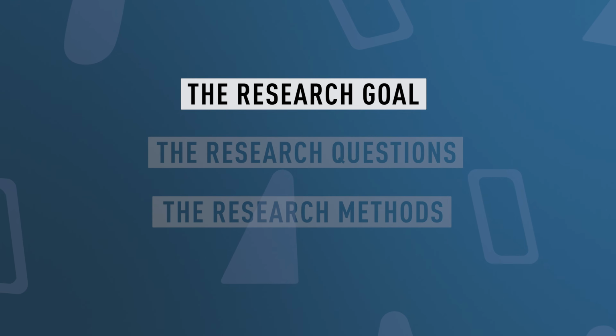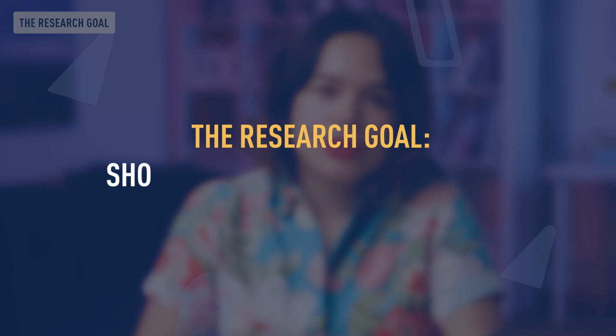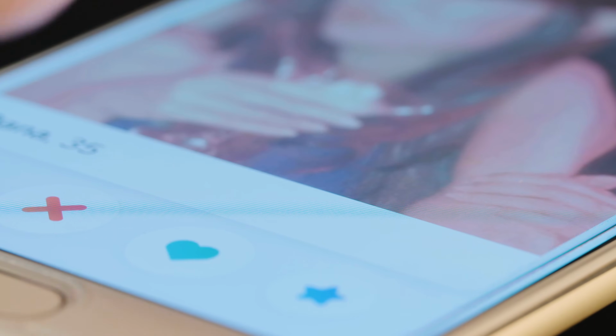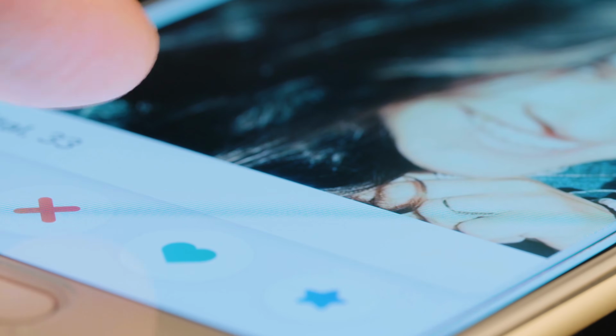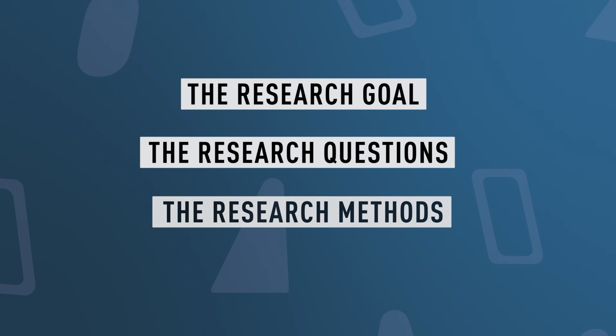Let's look at the research goal first. The research goal explains why you are conducting the research. It shows the purpose and the scope of the research. For example, when you're designing a dating app, a research goal might be to find out how people are looking to make connections. When you've written down the research goal, it's time to think about the research questions.